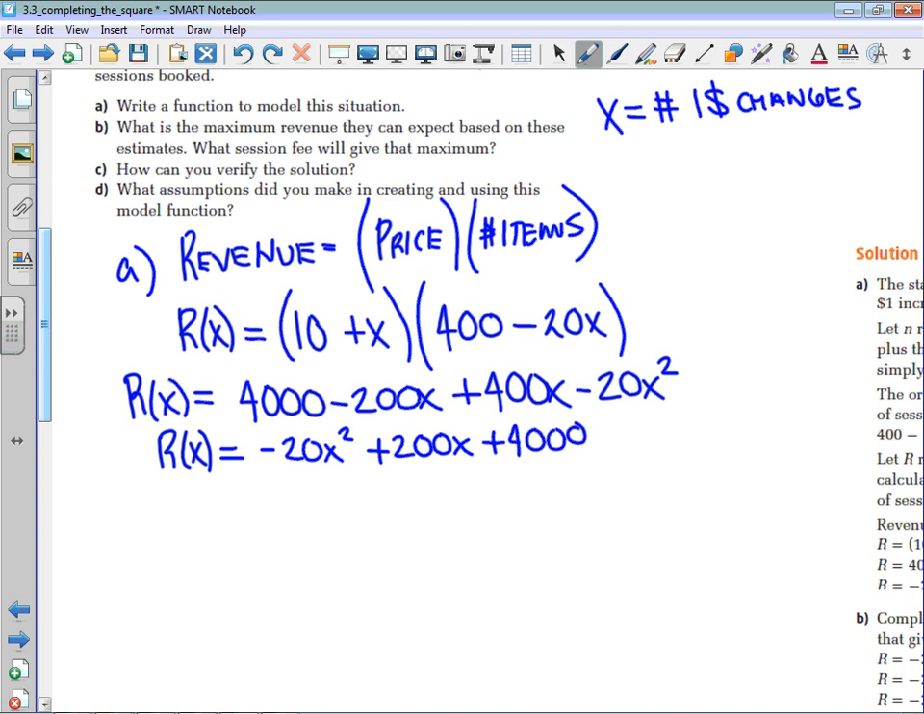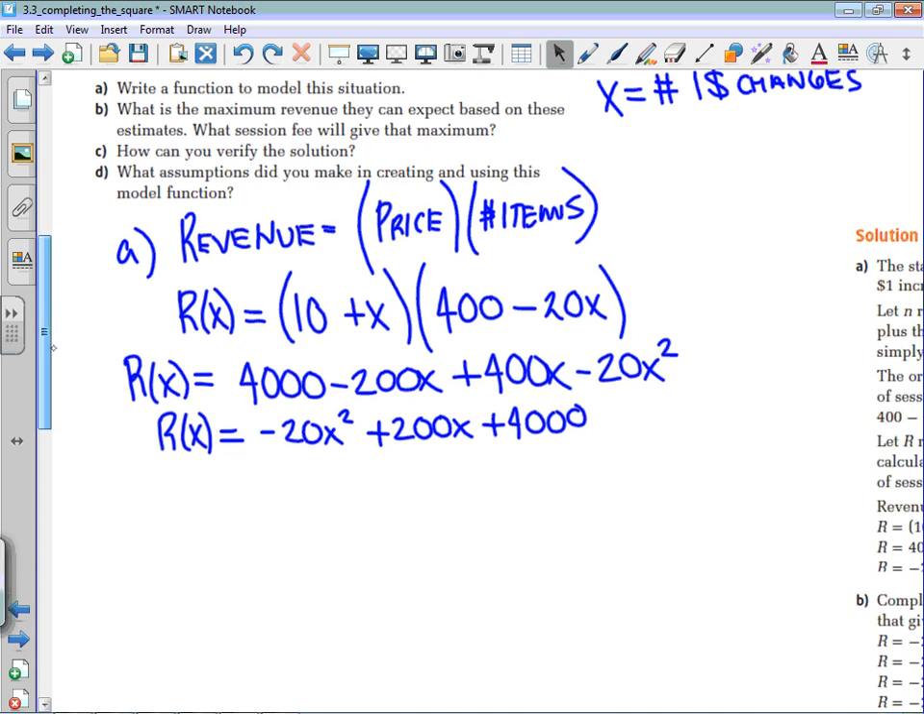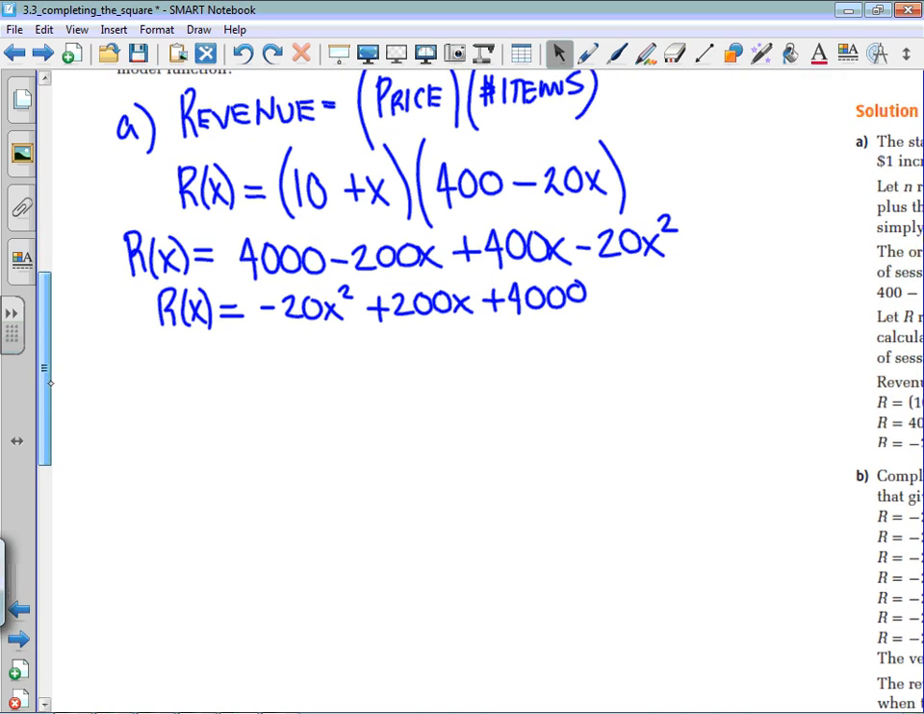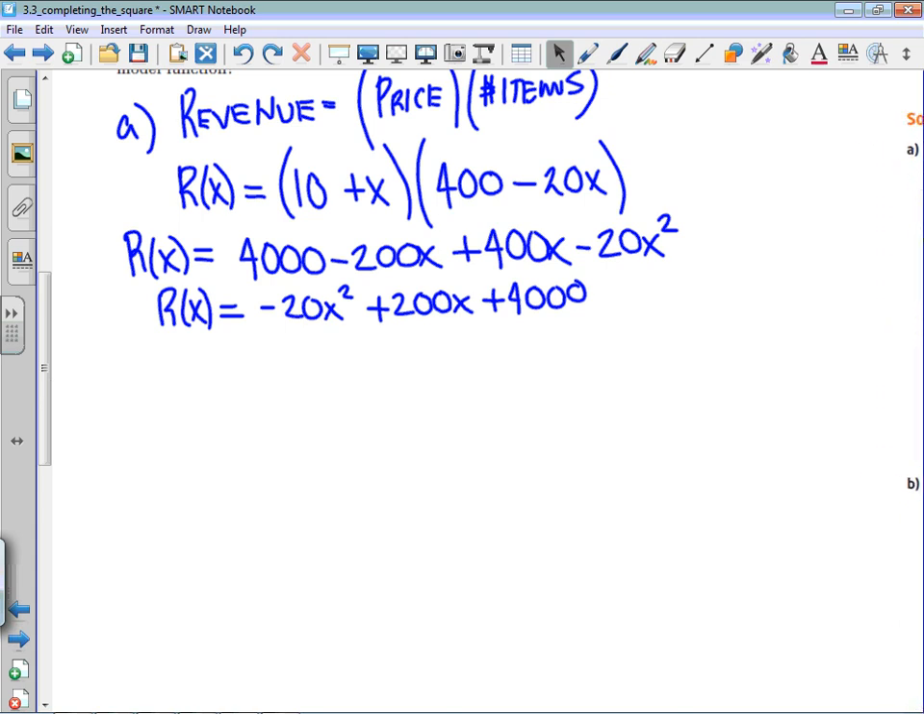Now, what I do know from this form is that if I don't change the price, I make $4,000. And that's the y-intercept of our R(x) function. And that's fine, but we kind of already knew that, right? 400 sessions at $10 apiece. What we want to find out is how can I manipulate the price to get the most money possible? And really, that is the vertex.